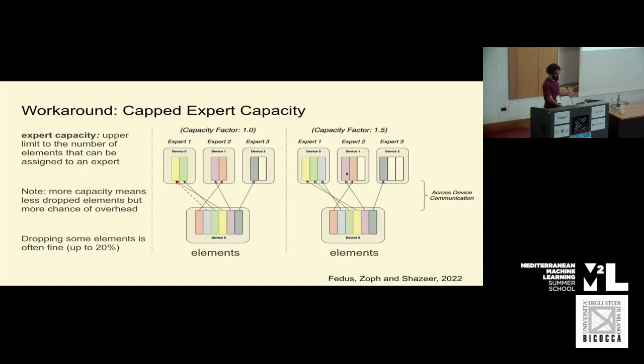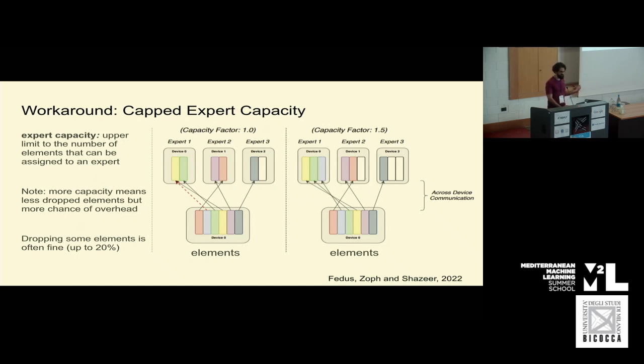With the capacity factor of 1.5, the capacity is going to be three, which means you have three slots, and the three slots are enough to cover all the elements. But notice that now you have more space that was allocated but not used. This increases the chance of overhead, partly because these tensor programming frameworks use fixed shapes for processing everything, but partly also because of the stragglers problem that I was talking about. In this case, for example, we're processing each expert on a different GPU. So expert three on device two is going to have just one element, and it's probably going to have to wait until the first device finishes processing expert one. So this is one way you can have overhead.